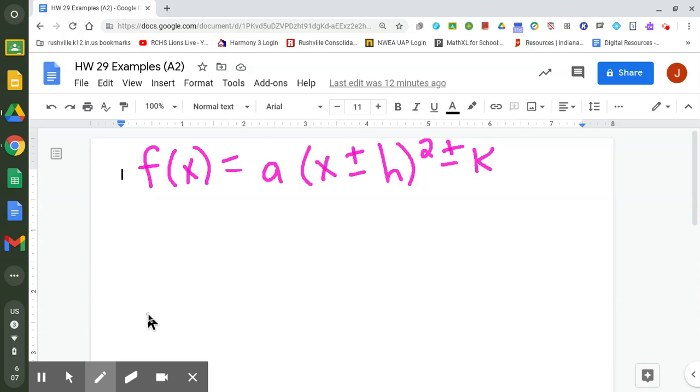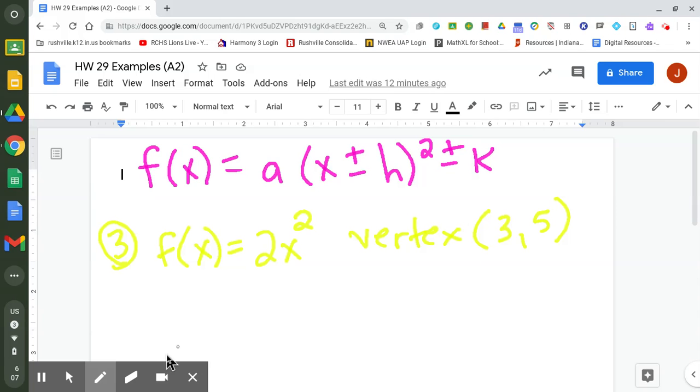Okay, so number 3 gives you some pieces of information. Like mine says, write the function whose graph has the shape of f of x equals 2x squared and has a vertex of (3, 5).